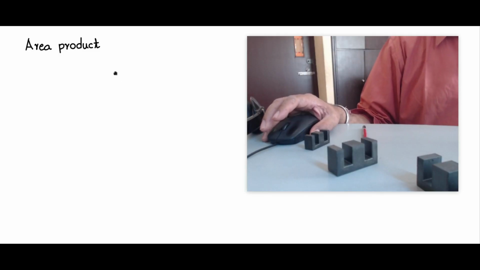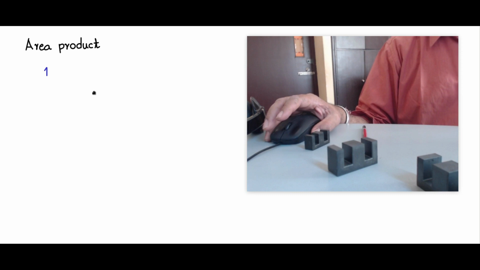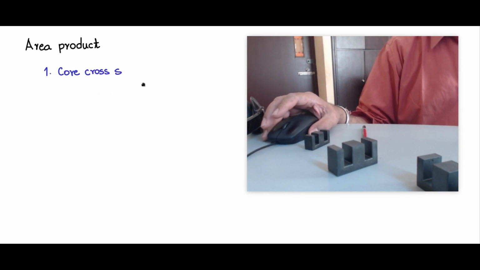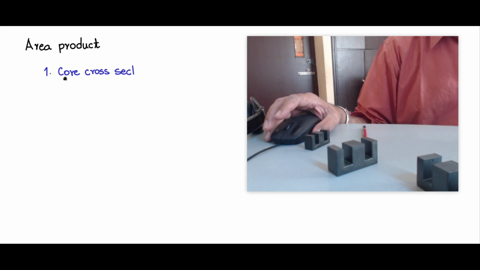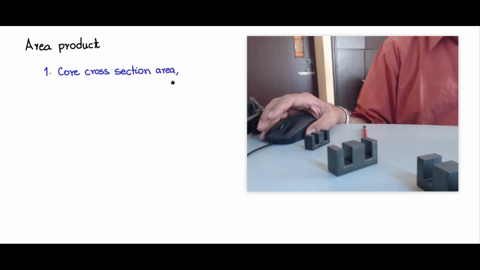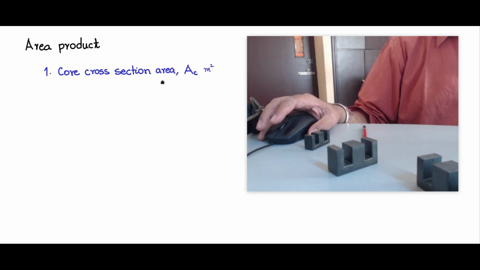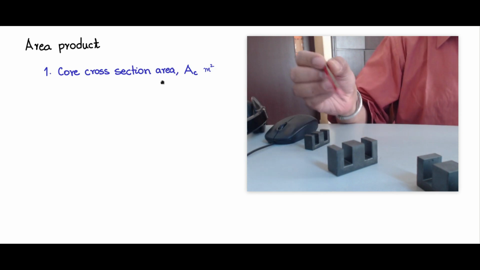Using the area product approach for designing the magnetics, both inductor and the transformer. So let us look at what area product means. There are two important areas for any core. One is the core cross section area AC in meter square. What is the core cross section area?